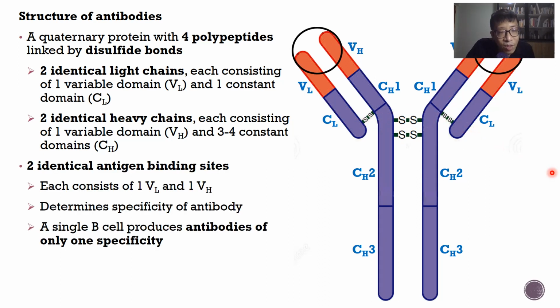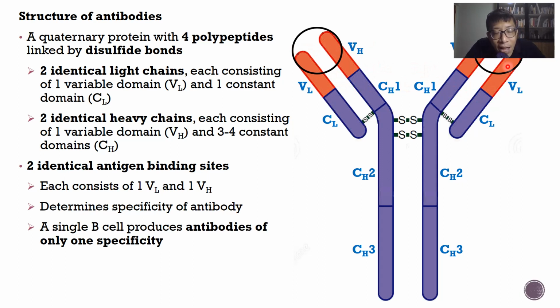All right. On each basic structure of the antibodies, there are 2 identical antigen binding sites. Identical because, if you look at the antigen binding site, it is formed by the variable regions of 1 light chain and 1 heavy chain. Each antigen binding site is formed by the variable region of the heavy chain and the light chain. And the 2 heavy chains are identical, the 2 light chains are identical. So therefore, the 2 antigen binding sites are identical.